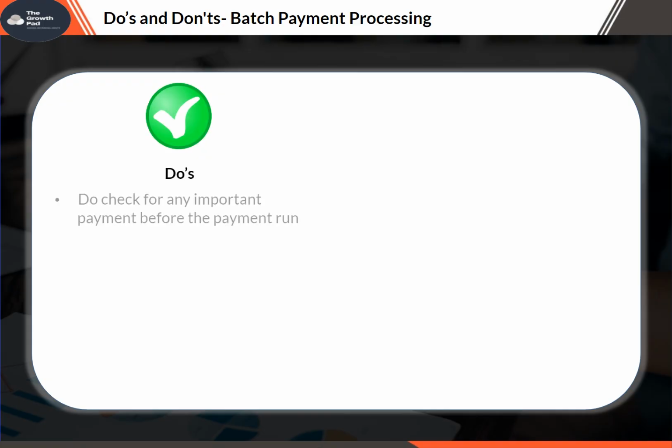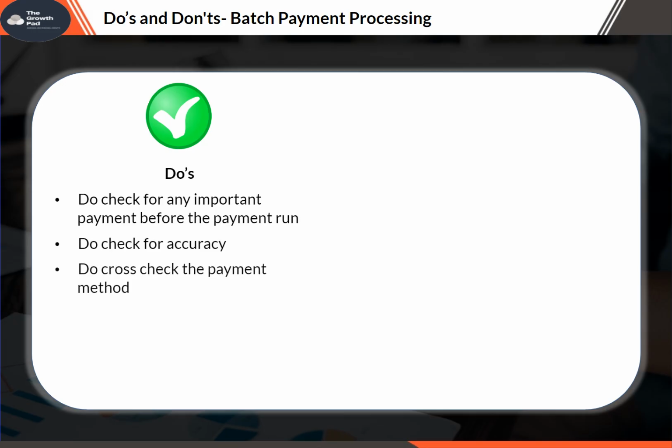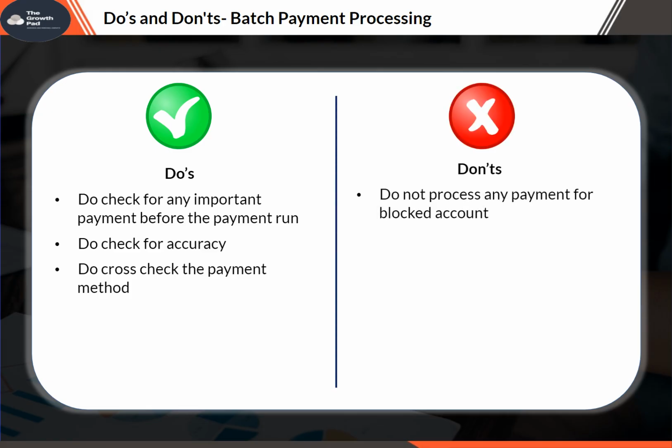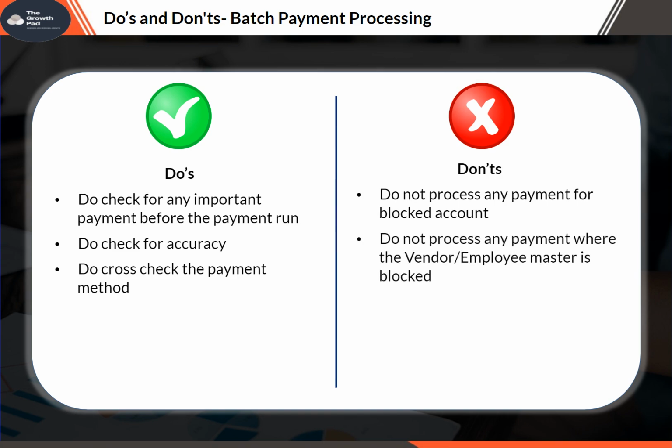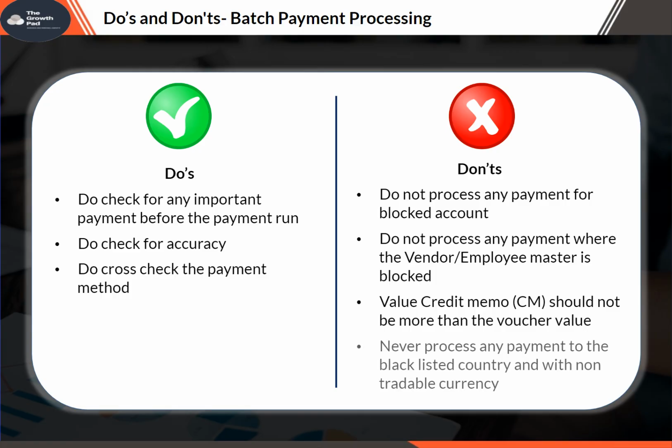Do's. Do check for any important payment before the payment run. Do check for accuracy. Do cross-check the payment method. Don'ts. Do not process any payment for a blocked account. Do not process any payment where the vendor or employee master is blocked. Value of credit memo, CM, should not be more than the voucher value. Never process any payment to a blacklisted country and with non-tradable currency.